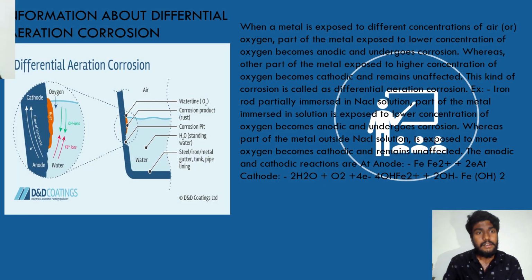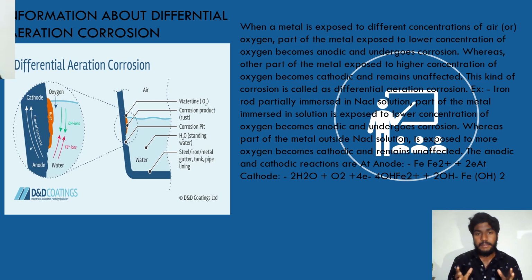Let's learn about differential aeration corrosion. When a metal is exposed to differential concentrations of air or oxygen, parts of the metal exposed to lower concentration of oxygen become anodic and undergo corrosion, whereas other parts of the metal exposed to higher concentration of oxygen become cathodic and remain unaffected. This kind of corrosion is called differential aeration corrosion.